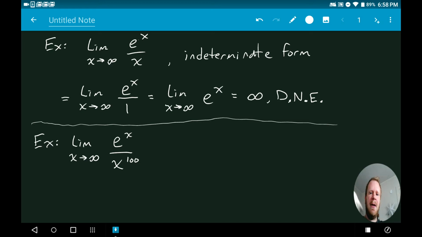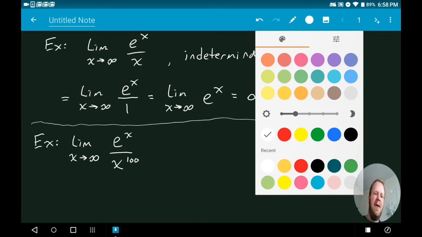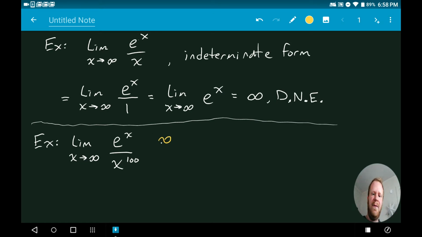So again, we sort of have these competing infinities. This one's definitely going to be infinity, and this one's definitely going to be infinity as well. So we want to figure out which of those infinities is larger. And this is certainly a very large infinity, much larger than x would be. But this is also a very large infinity.